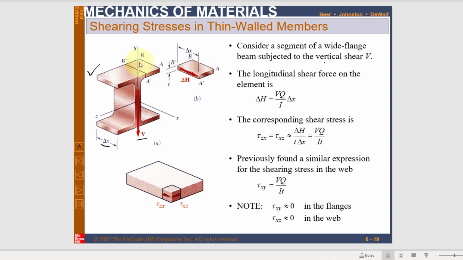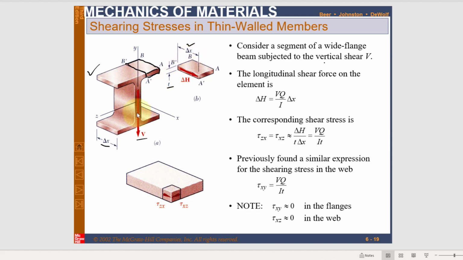So we are going to take a small segment of the flange, wide flange. Clear? So this is the section that we are going to take for our analysis purpose in order to show the shear stress in thin wall member. So this is the member that is shown as B', B, A', A. The thickness of this flange is T while the length is delta X.